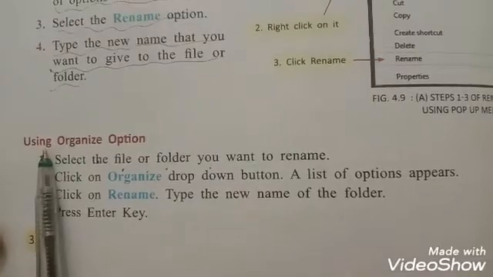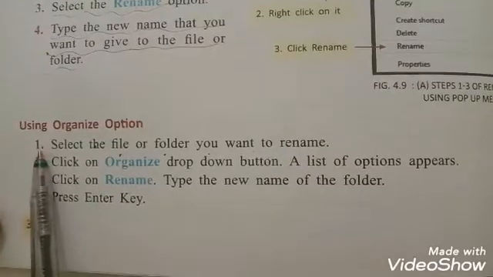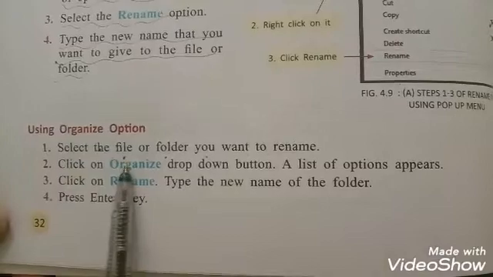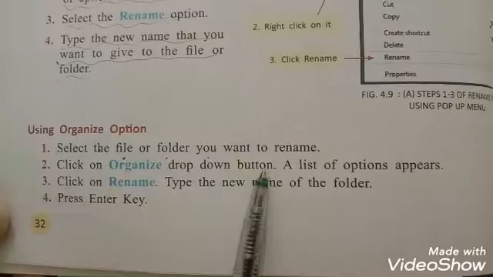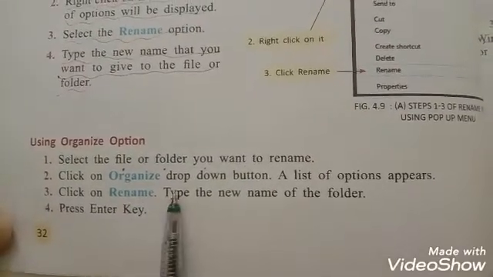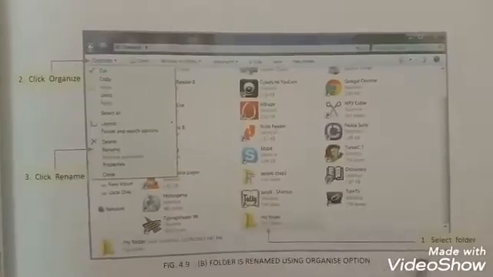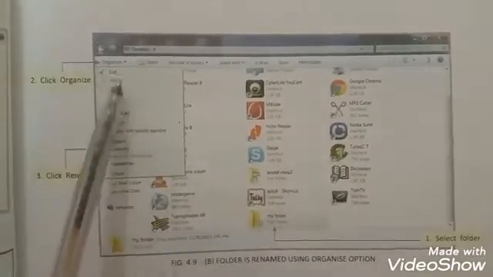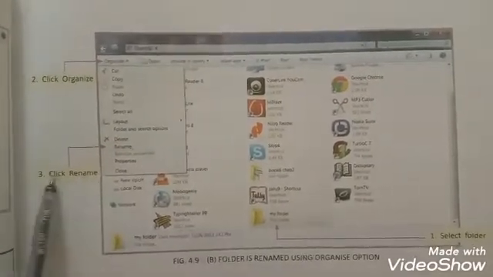Another way to rename a folder is using organize option. Select the file or folder which you want to rename. Click organize option from the bar. Click rename. Type new name which you want. After typing new name, click the enter key. First step is select folder. Next step is click organize. And the last step is rename.